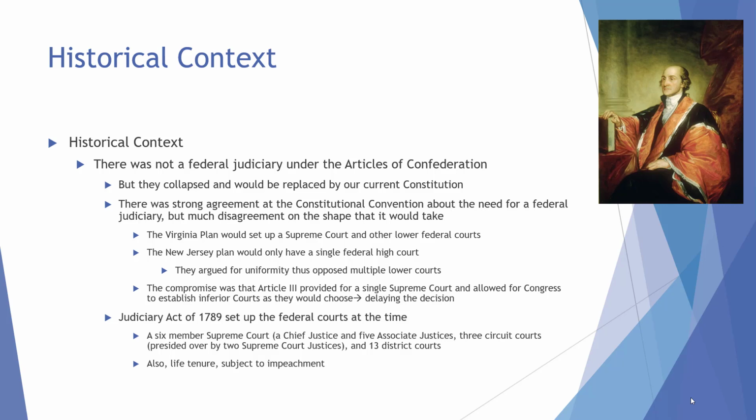So we get the language: the judicial power of the United States shall be vested in one Supreme Court and such inferior courts as the Congress may from time to time ordain and establish. So Congress would ordain and establish a number of courts. Now, notice some things that it didn't say about the Supreme Court. It just says one Supreme Court. It doesn't say how many members. It doesn't say where they have to meet. It just says there's going to be one of them, and then potentially a number of courts underneath them.